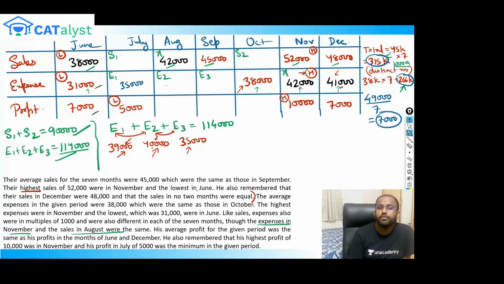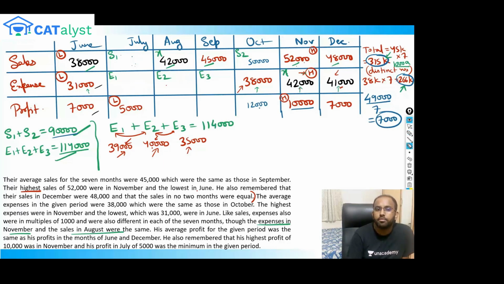Let me check. If I put 35,000 there, then here I need to put 40,000, because 40 minus 35 will be 5. But S1 plus S2 is 90,000. If S1 is 40,000, then S2 becomes 50,000. If S2 becomes 50,000, that means 50 minus 38 will become 12,000, right? But I see that the highest profit is 10,000, so it can't be 12. That means this assumption is wrong. So E1 can't be 35. So I can put here that E1 can't be 35.